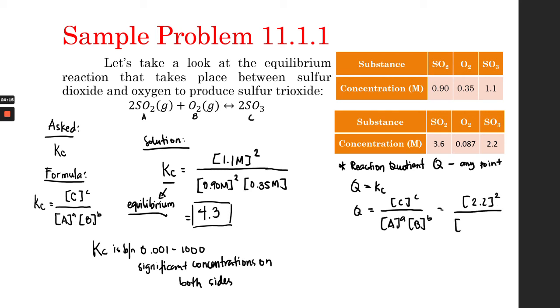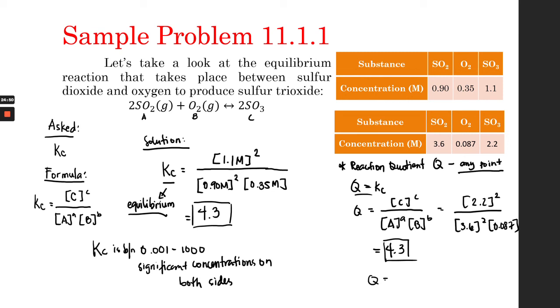And you have 3.6 raised to 2 multiplied by 0.087. And if you actually plug this in the calculator, you would also get 4.3. So what this means is that at these concentrations the reaction is also proceeding at an equilibrium constant.